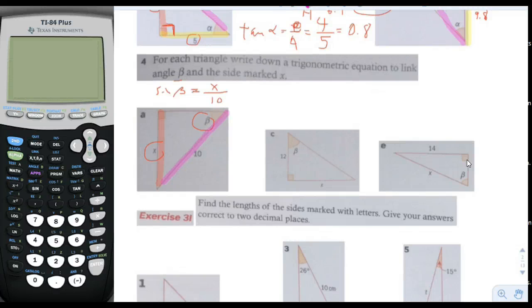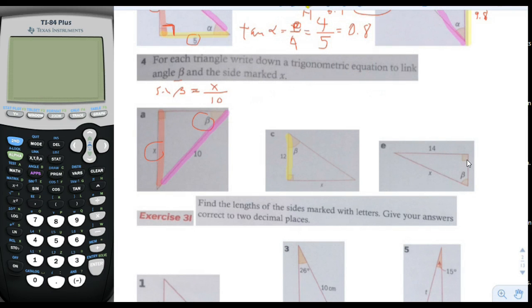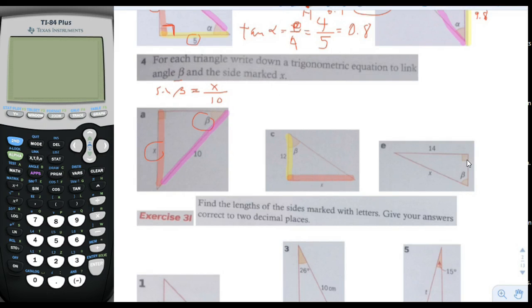So in this one, it looks like the adjacent is known, because the side that is immediately next to beta, which is not the hypotenuse, is 12. We don't know the opposite, but we have a name for it, which is x. We're going to try to relate the opposite with the angle beta. So we have the opposite and the adjacent, so that is a key to use the tangent function. The tangent of beta is equal to the opposite over the adjacent, and so now we're done.